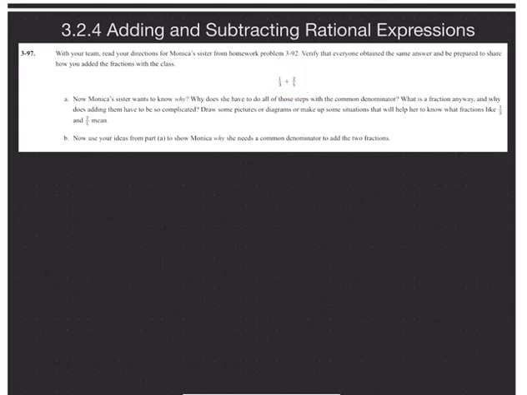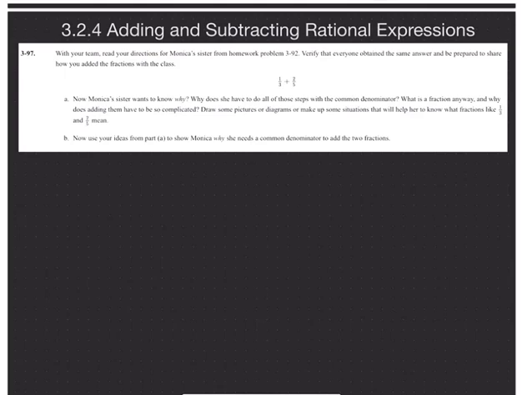So if we proceed to A, Monica's sister wants to know why. She wants to ultimately know why it is that we have to find a common denominator when we're adding fractions. So what is a fraction anyways, and why does adding them have to be so complicated? Draw some pictures or diagrams to help her know what 1/3 and what 2/5 mean. And then for B, we're going to put these together a little bit.